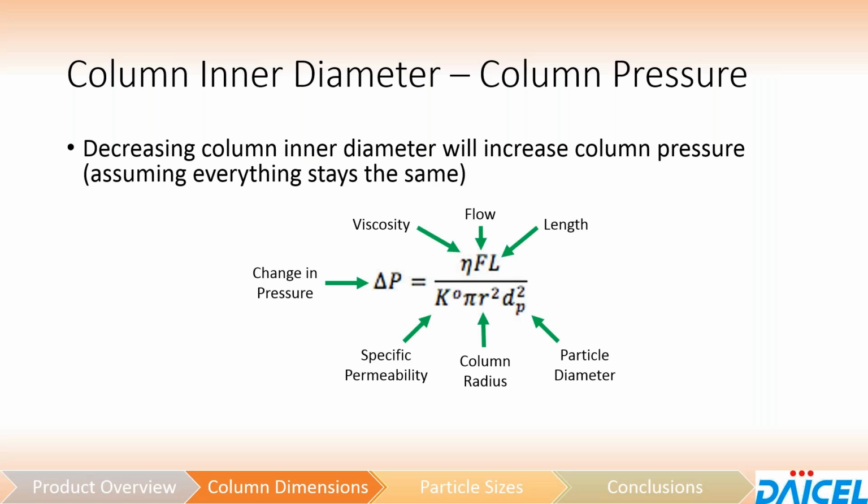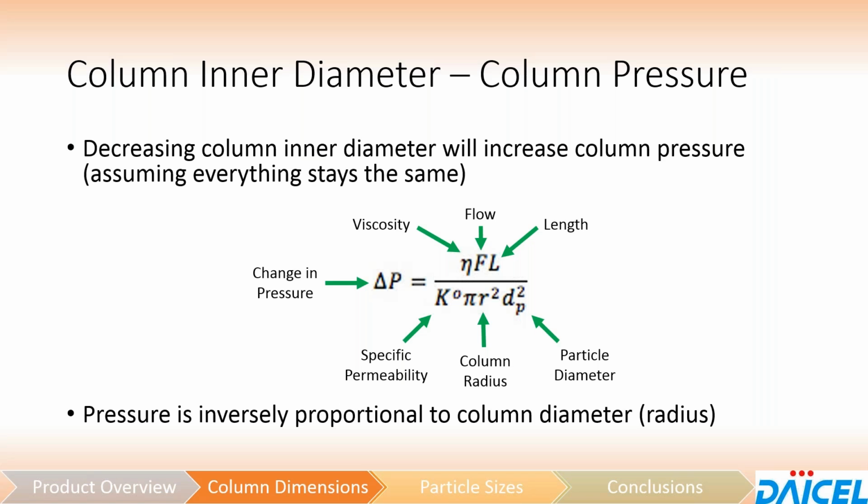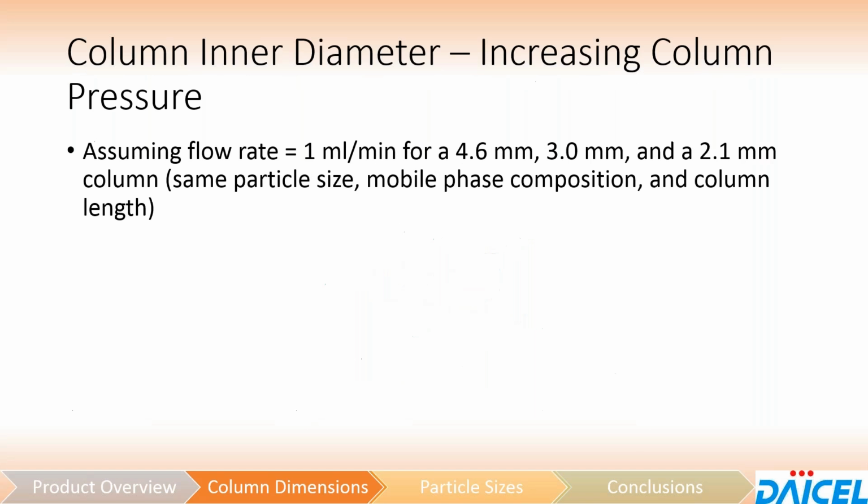If we look at our equation for change in pressure in the chromatographic system, it is directly related to the viscosity, the flow rate, and the length, and inversely proportional to the specific permeability, the particle diameter, and for our current topic, the column radius. So obviously a decrease in the column radius or the column diameter will increase the pressure.